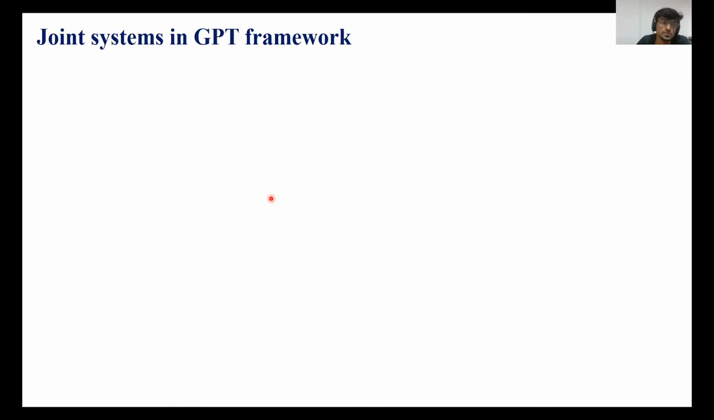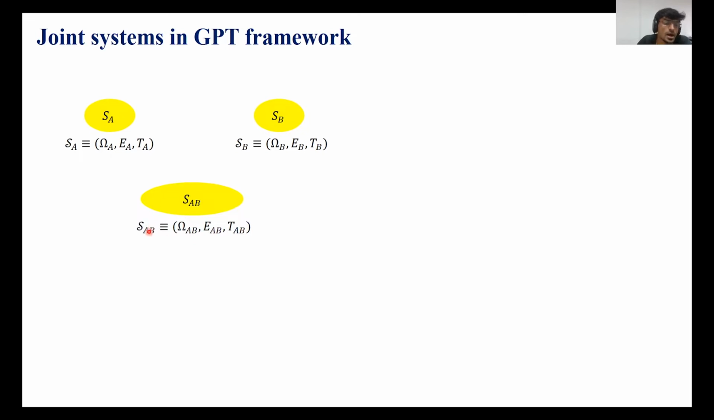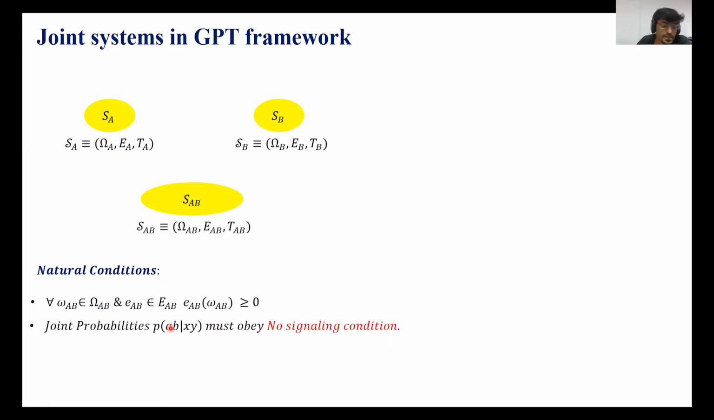Once this is clear, let me briefly discuss how we talk about joint systems in the GPT framework. Suppose we have two systems, S_A and S_B, which are described like this. For the composite system S_AB, the question is how we define Omega_AB and E_AB. We will demand some natural conditions: the states and effects should give us valid probabilities. We will also want the theory to satisfy the usual no-signaling conditions. And apart from this, there's something called local tomography.